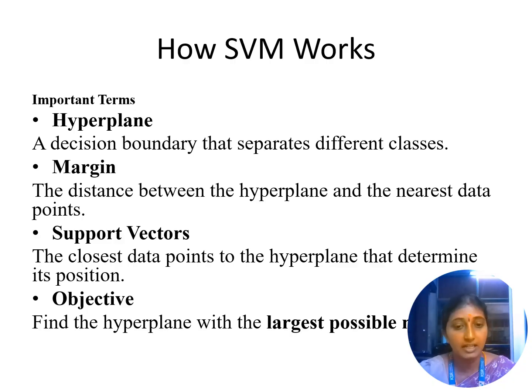The hyperplane is a decision boundary that separates the different classes. The margin is the distance between the hyperplane and the nearest data points. The support vectors are the closest data points to the hyperplane that determine its position. The objective is to find the largest possible margin.